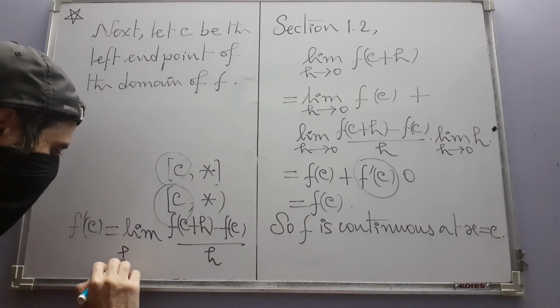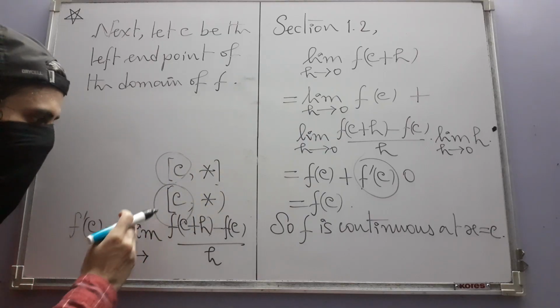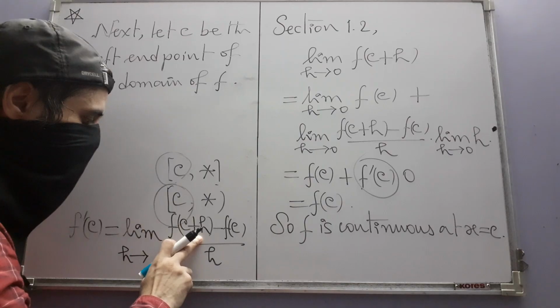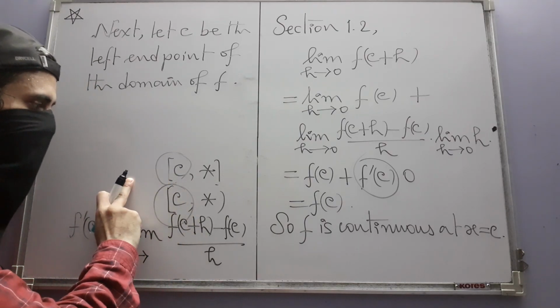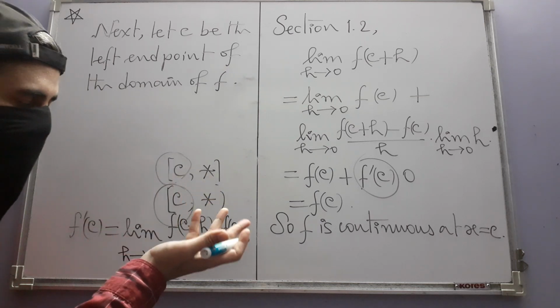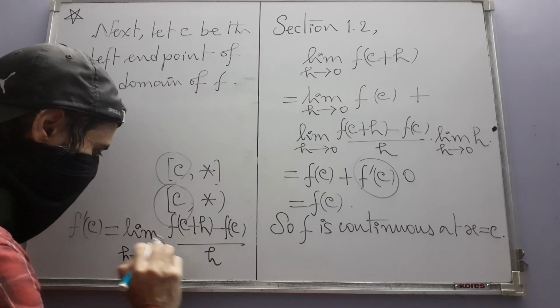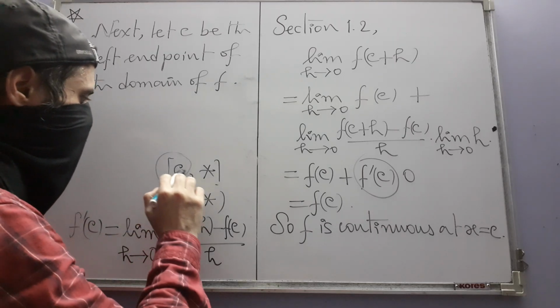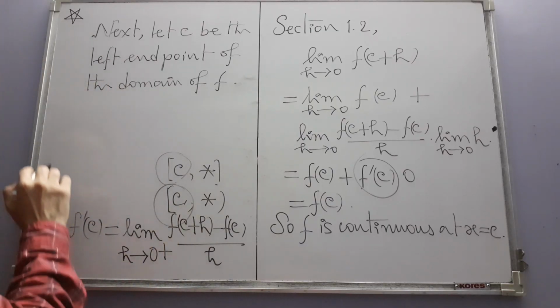But this time, c plus h has to lie inside the domain. That means h is not allowed to be negative. If h becomes negative, c plus h will become less than c. It will come to that side, and on that side, there is no domain. We go outside the domain. So h has to approach 0 but from the right side. That's the difference. And also the conclusion that f is continuous at c means this thing.